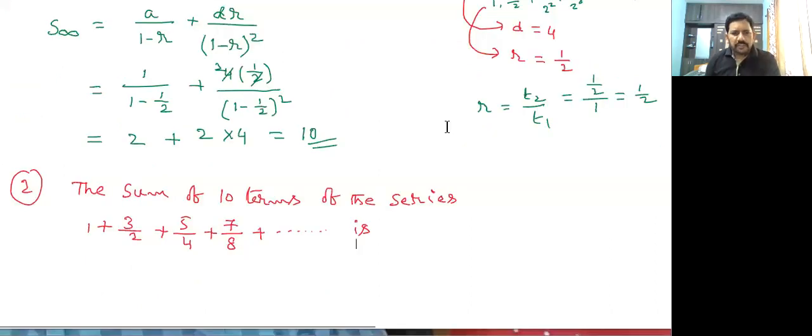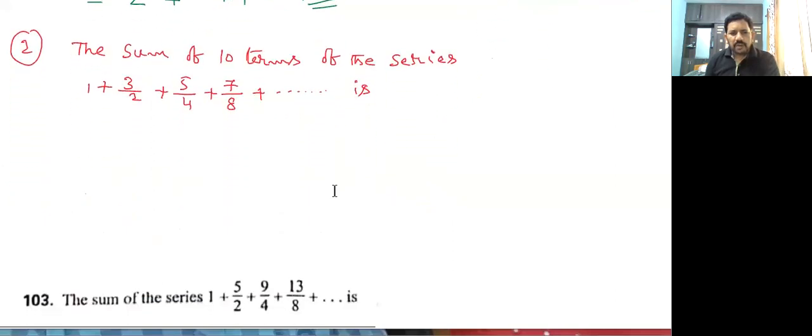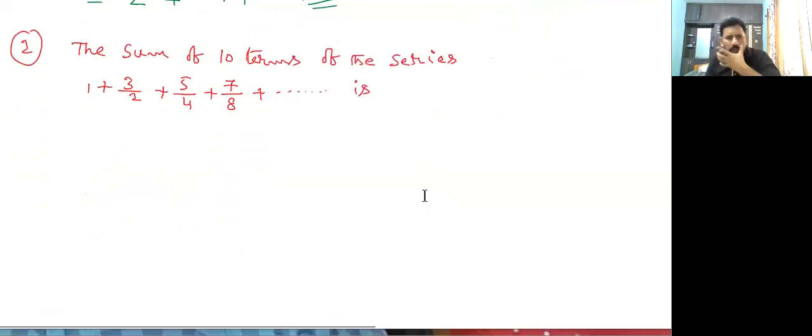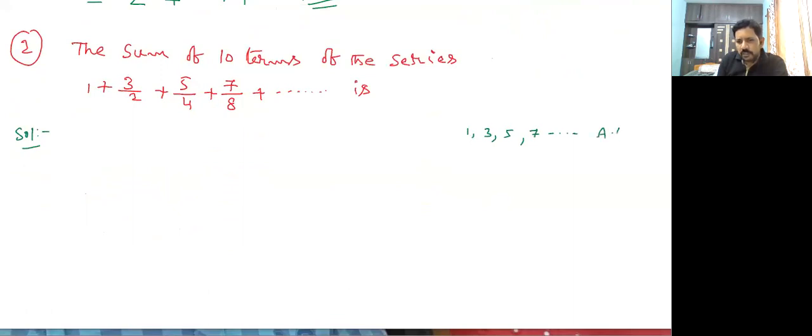See the question, second one. The sum of 10 terms of the series they are asking. Sum of 10 terms of the series. So this is also AGP series only. Identify that. 1, 3, 5, 7, and so on. These are from AP series. What is common difference? 2.